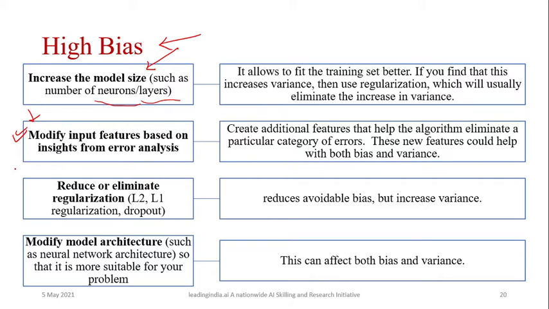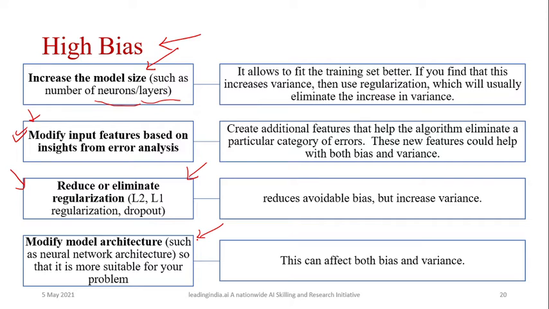Another thing we can do is look into regularization. In the next video, we'll talk in detail about the regularization term. You can reduce this regularizer, either L1 norm or L2 norm, and that will also reduce the bias problem. Then at the end, what else can we do? We can modify the model architecture.